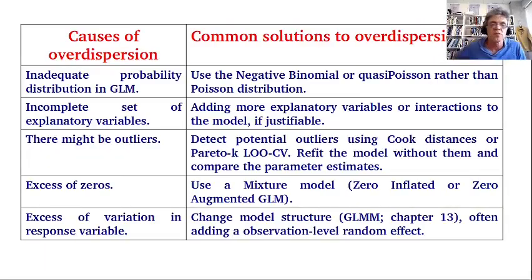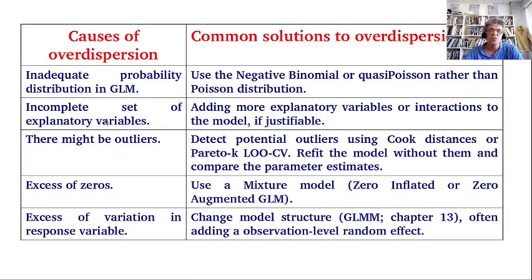So here in this table I outlined the separate possible causes of overdispersion. These causes are not mutually exclusive. That is, you can have several of them in a single data set. So one is the inadequate modeling of the probability distribution in the GLM. That is, instead of the simpler Poisson distribution that has one parameter, the mean, we could use instead the negative binomial distribution or the quasi-Poisson distribution. So we might have an incomplete model in the sense that it has an incomplete set of explanatory variables.